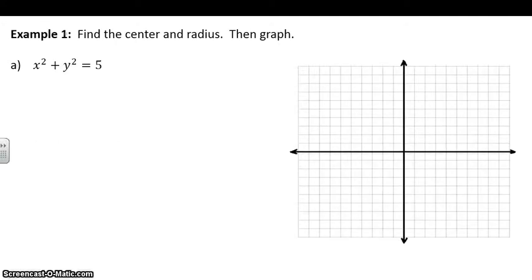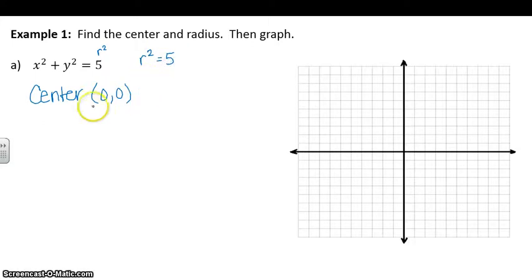Okay, so let's go ahead and work through this problem. We want to find the center, find the radius, and then graph it. So here, when there's no parentheses, what do you think the center is going to be at? (0, 0). Radius, now remember this is r squared. So r squared is equal to 5.